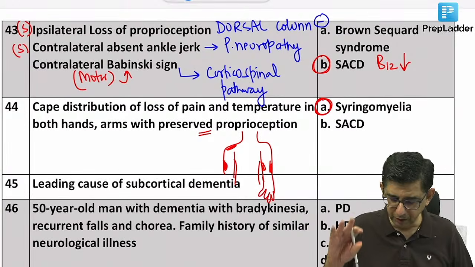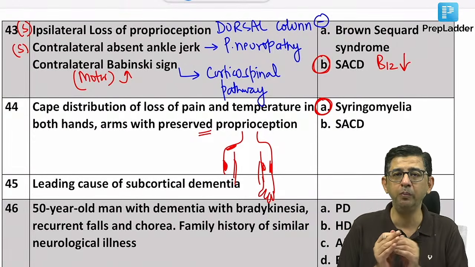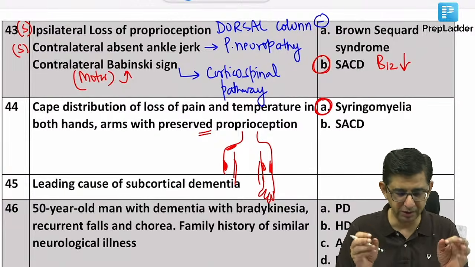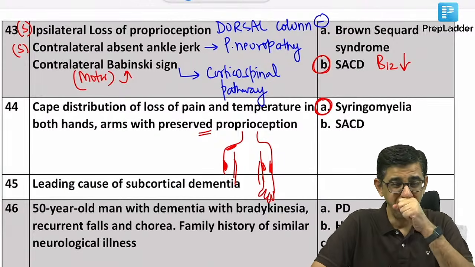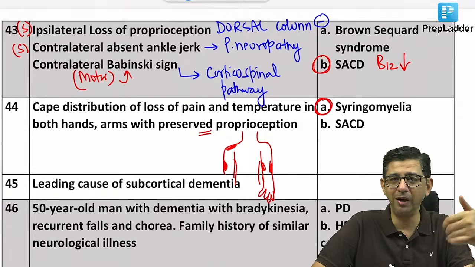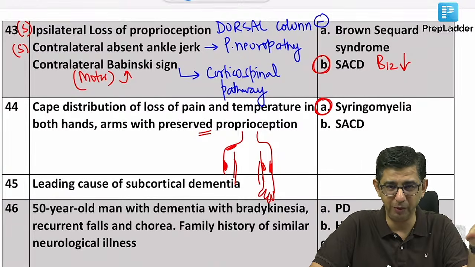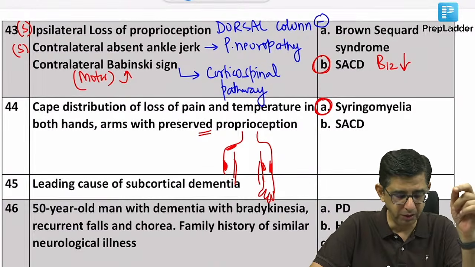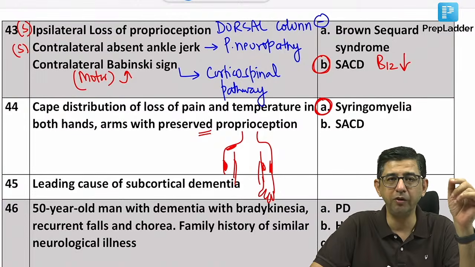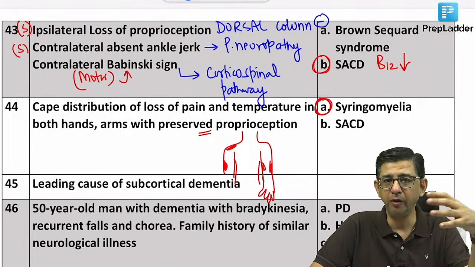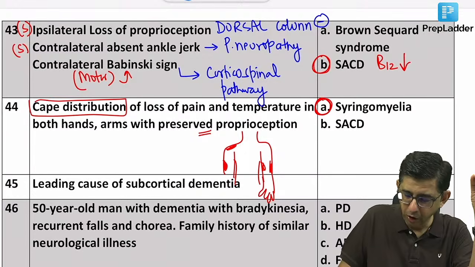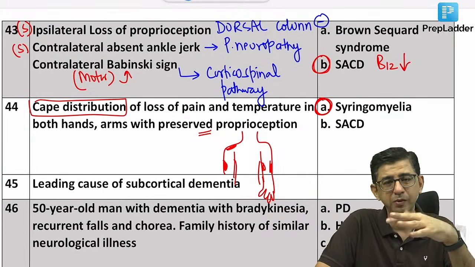So the learning point for you guys is, don't assume Brown-Séquard for every question that talks about ipsilateral proprioception loss. That's the final message. If it talks about ipsilateral proprioception loss with contralateral pain and temperature, understandable, Brown-Séquard, but here it was a combination of sensory and motor manifestation. So it is subacute combined degeneration of the spinal cord for point number 43, and in 44 it is that cape distribution of loss of pain and temperature in both arms with preserved proprioception.